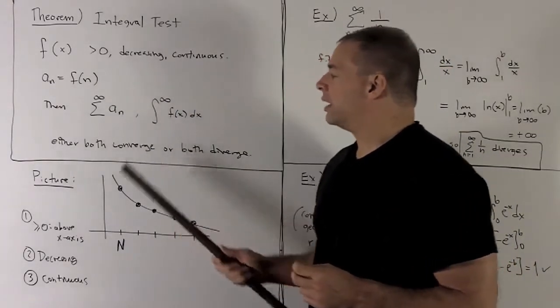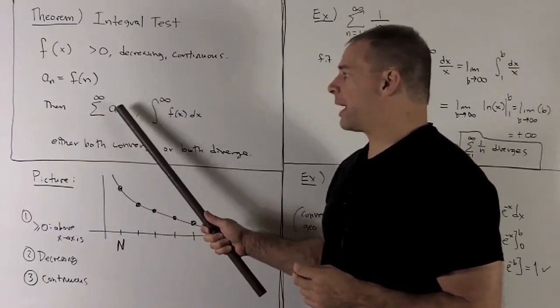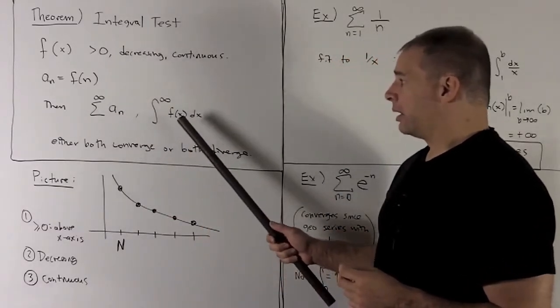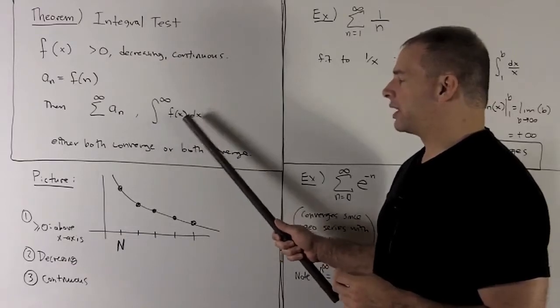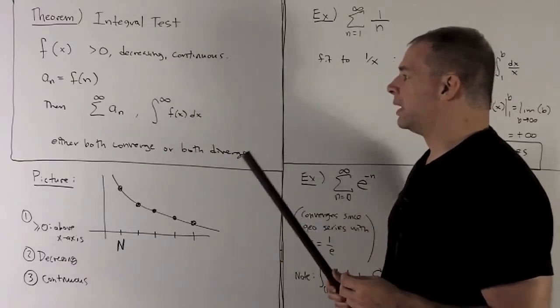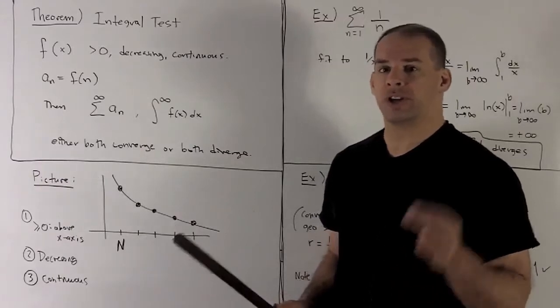What will happen is, if I take the series that goes with a sub n and the improper integral that goes with f of x as our range goes out to infinity, then they're either going to both converge or diverge together.